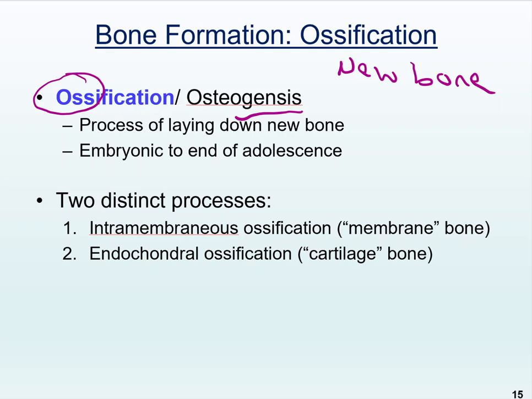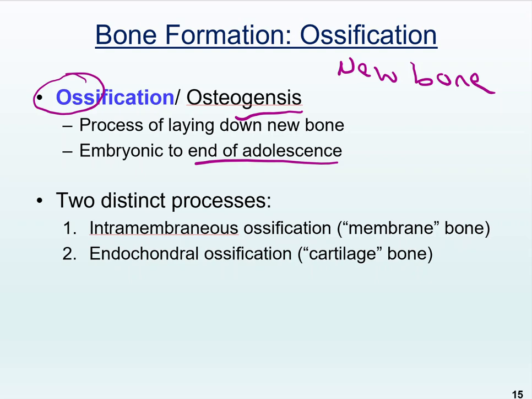This laying down of new bone will occur from when the embryo is being formed in the womb all the way to the end of adolescence, which means to the end of puberty. Once puberty has ended, there is no new bone being laid down. There is constant reformation of the actual bone, so the current bone that you have will continue to be broken down and rebuilt, but there will be no laying down of new bone. So your ossification ends once puberty has ended.